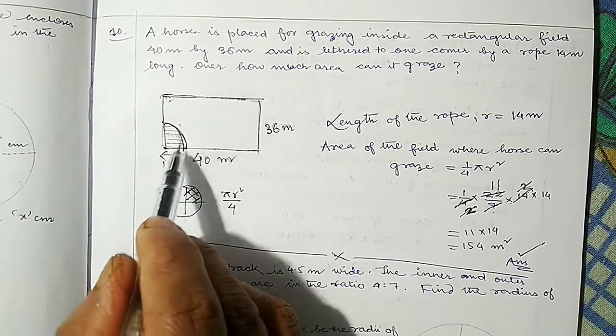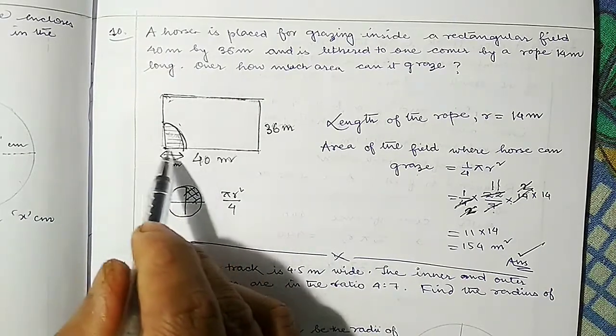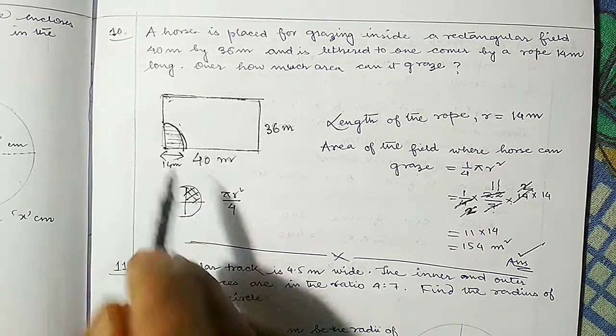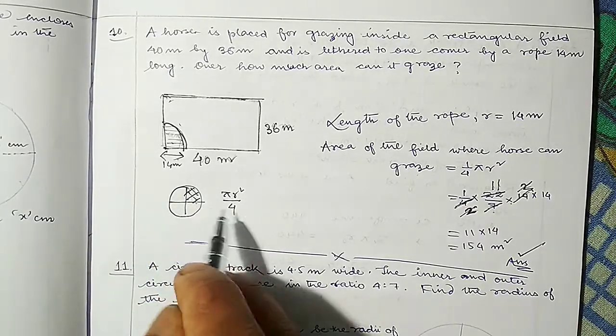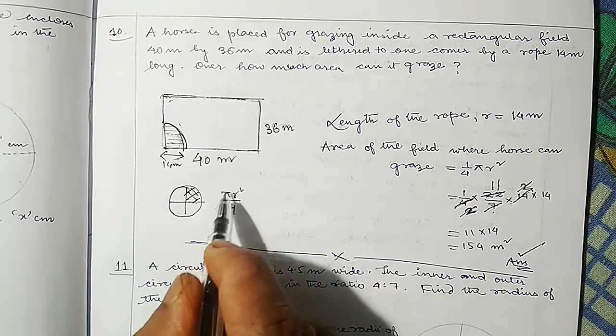Since only in this part horse can graze, we have to find the area of this part, and this part is nothing but 1/4 of a circle. So we have used the formula pi r square by 4.